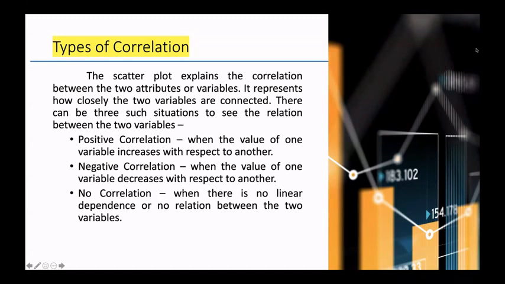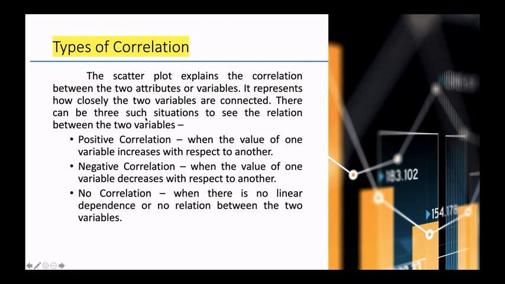The scatter plot explains the correlation between the two attributes or variables. Okay, it represents how closely the two variables are connected. There can be three such situations to see the relationship between the two variables. Since this is linear, remember the slope. It's connected to the slope. So anyway, first the positive correlation, then we have negative, and then no correlation.